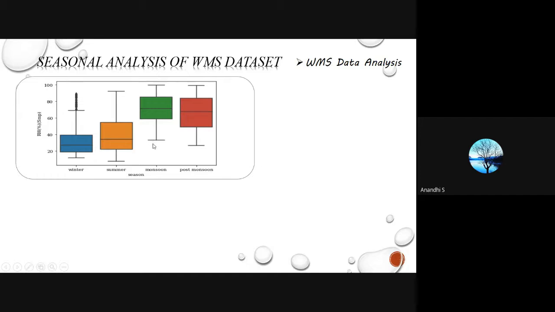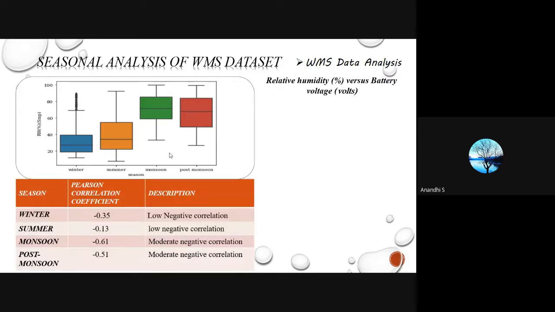But only by visualization, sometimes we can't come to a conclusion. So I have calculated the Pearson correlation coefficient. From here, we can confirm that it's a moderate negative correlation, not a strong or high correlation. So it doesn't affect the performance that much.